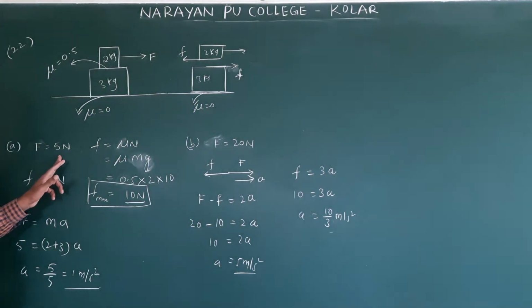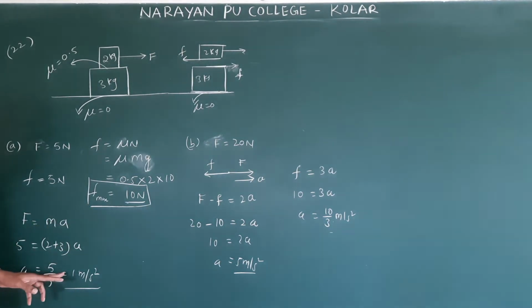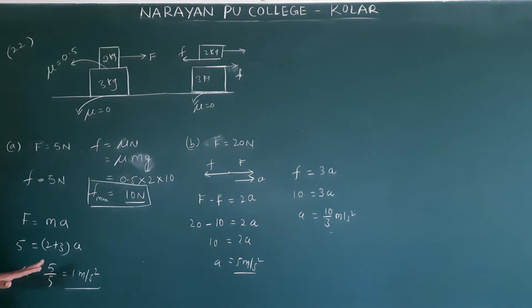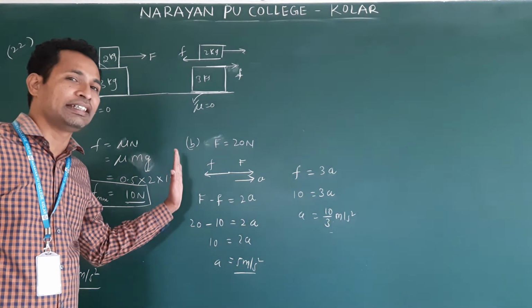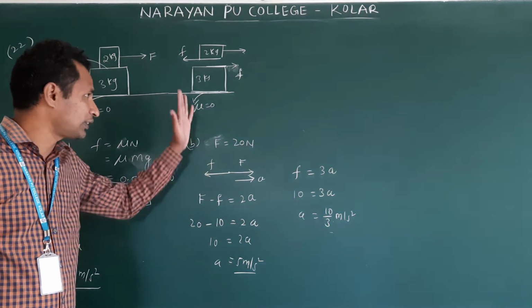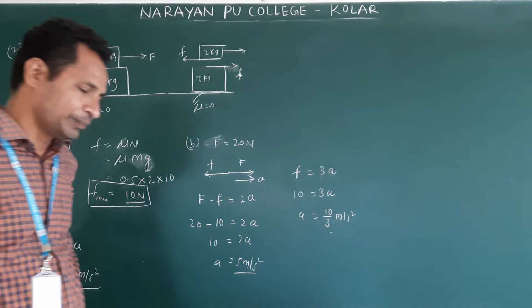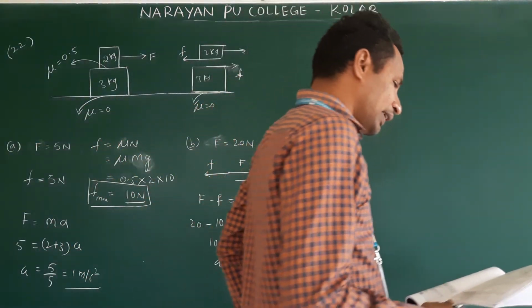See, when applied force is less than the maximum friction, both blocks will move with the same acceleration. When applied force is more than the maximum static friction, then two blocks will have different accelerations. Clear? Next, test your knowledge.